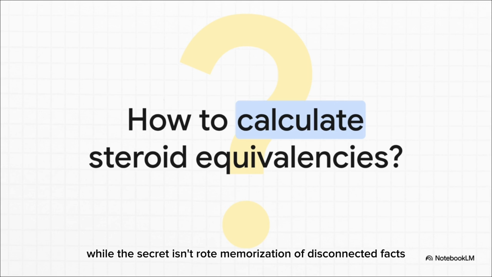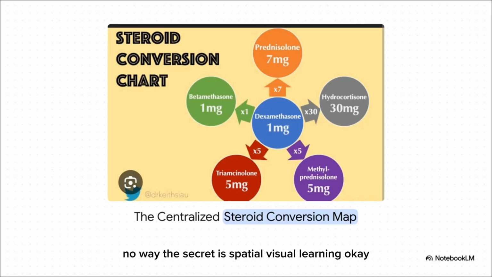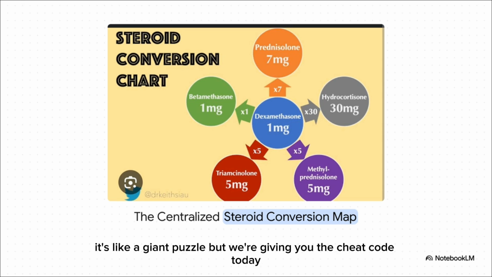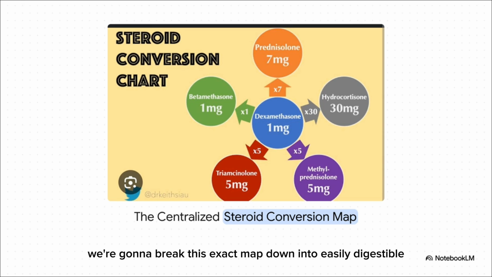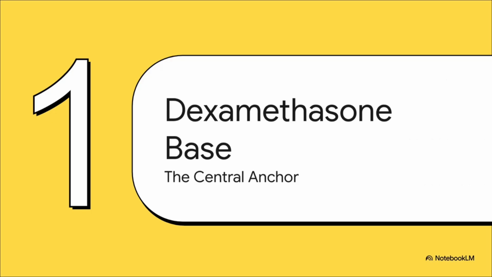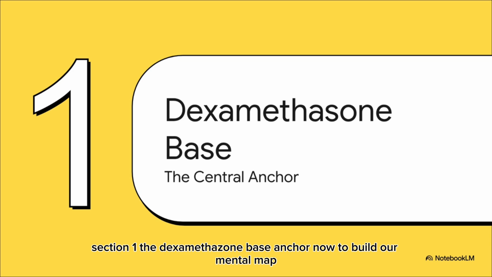Well, the secret isn't rote memorization of disconnected facts. No way. The secret is spatial visual learning. Okay, let's really dive into this. What we're looking at here is a brilliantly designed hub-and-spoke visual of steroid conversions. See, instead of a standard top-to-bottom spreadsheet that your brain just immediately wants to reject, this graphic uses color, proximity, and a central starting point to organize the data. It's like a giant puzzle, but we're giving you the cheat code. Today, we're going to break this exact map down into easily digestible, highly memorizable chunks. By the end of this explainer, I promise, you'll be able to close your eyes and literally see these exact circles.